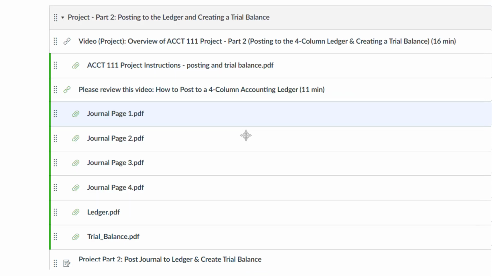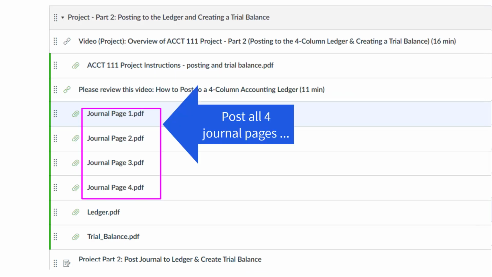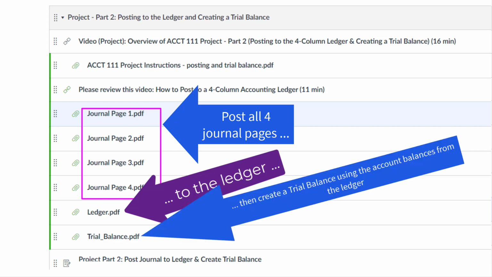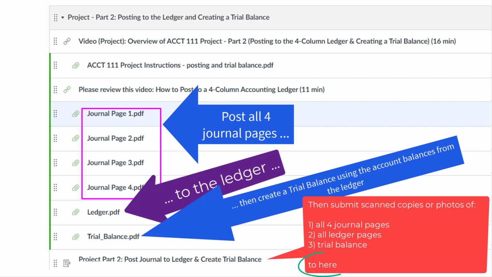So when you're done posting the journal to the ledger and then using the ledger balances to create a trial balance, you're going to submit all 4 journal pages. You're going to submit all of your ledger pages, and then you will submit your trial balance to this Dropbox.